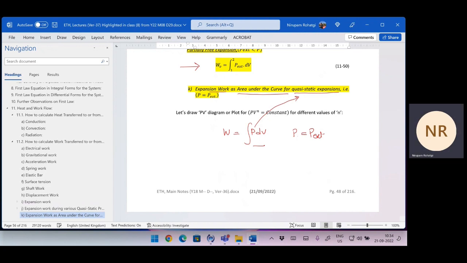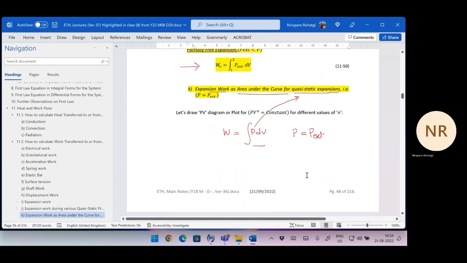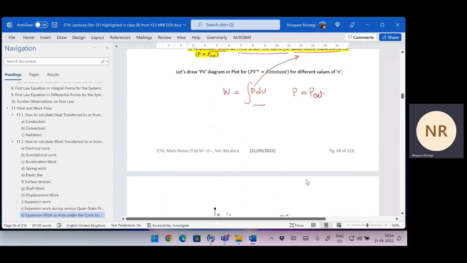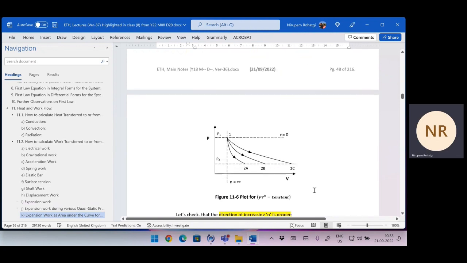We are trying to solve it by graph. Now PdV, that is the area under the curve. You can see that. But before that, let us draw these equations. These three curves I have drawn, and rather there are 5. Plot for PV^n = constant.